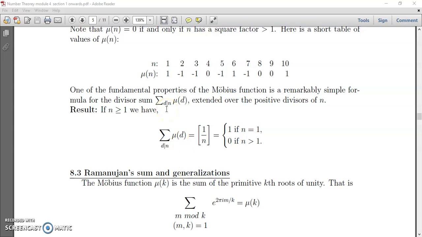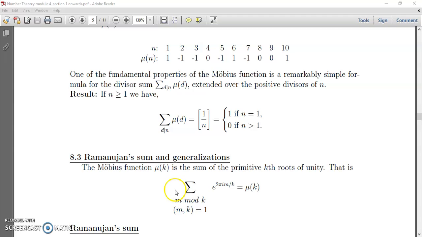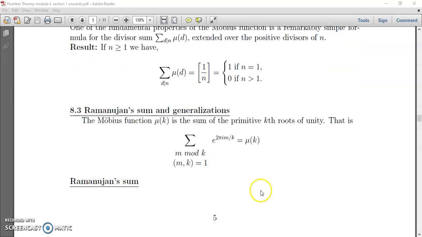Now let us go to our section, Ramanujan sum and generalizations. When you studied Mobius functions, you studied a result that the Mobius function mu of k is the sum of the primitive kth roots of unity. So this result can be written as sigma over m mod k, GCD of m and k is 1, e raised to 2 pi i m by k, equal to mu of k.